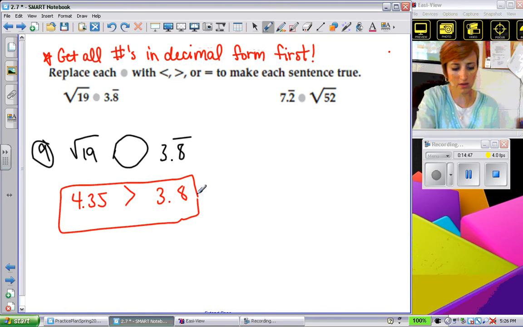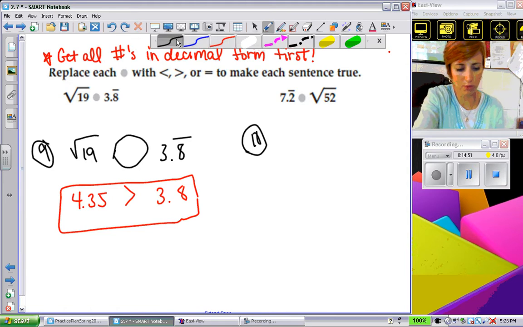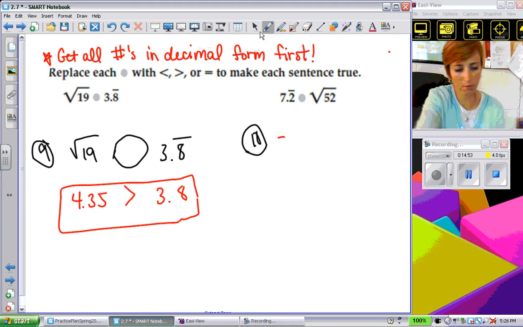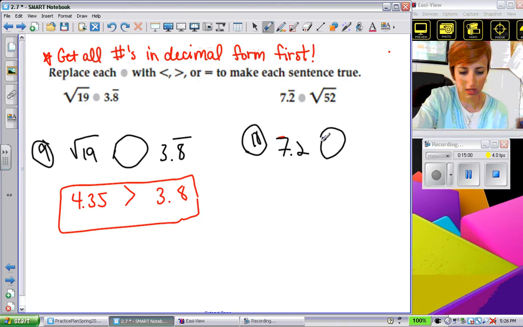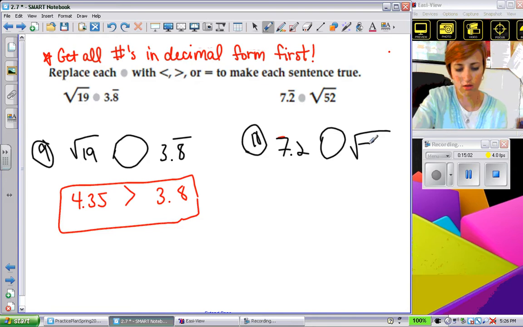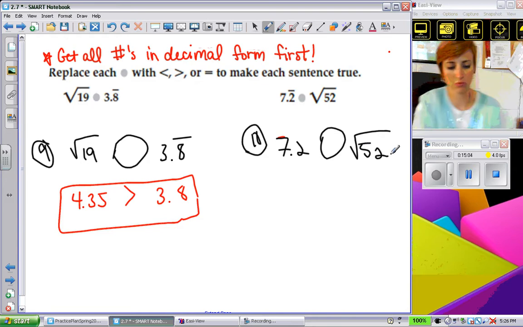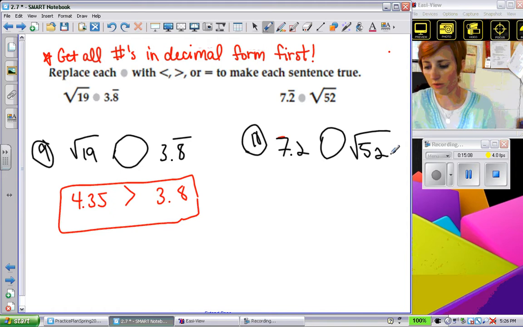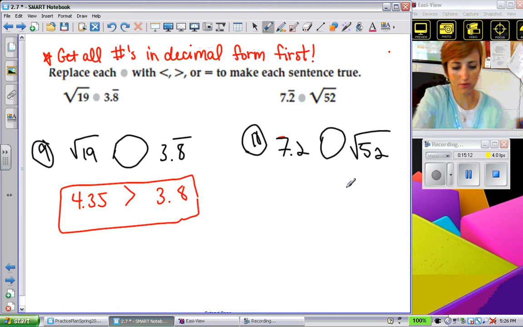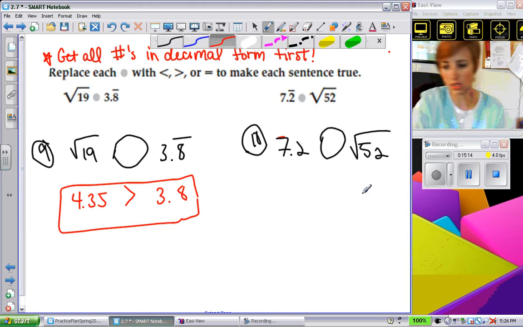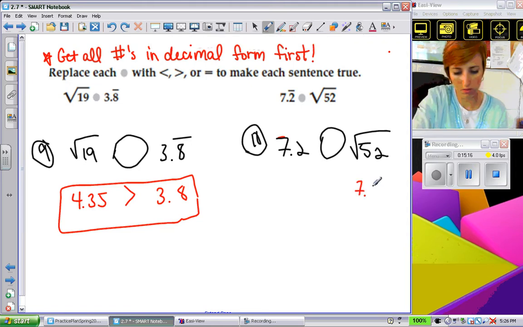Same way on example 10. It gives us 7.2 repeating. And we're then asked to find if it's greater than, less than, equal to, or greater than or equal to square root of 52. First step, get it all as a decimal. So the square root of 52 is 7.21.